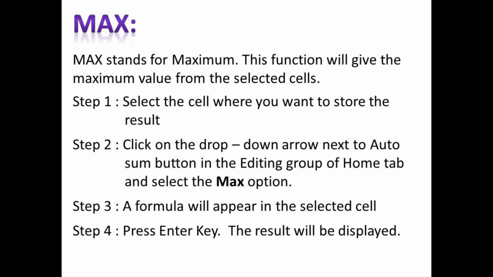Step 1, select the cell where you want to store the result. Step 2, click on the drop down arrow next to the auto sum button which is present in the editing group of home tab and select the max option. Previously you have selected sum function and average function. Now here you have to select max option. Step 3, a formula will appear in the selected cell, and next after completing that you have to press enter key so that the result will be displayed in the selected cell.